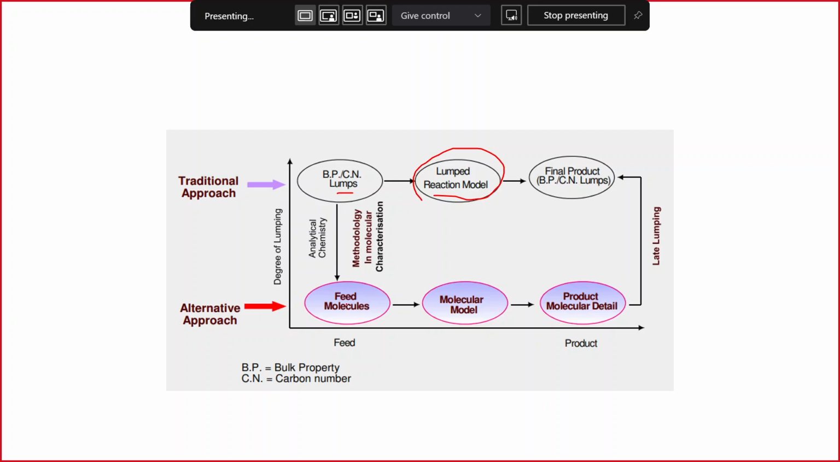While for the alternative, if we have the samples and we go to the lab, we can then quickly get as much information as possible in terms of the molecules of the feed, and then we can make the molecular model, and then we can model the properties of the product easily.